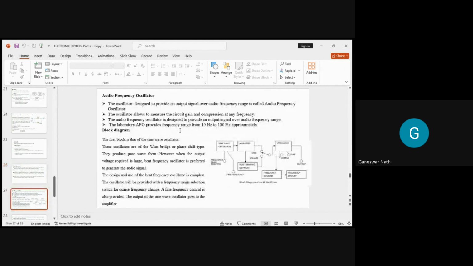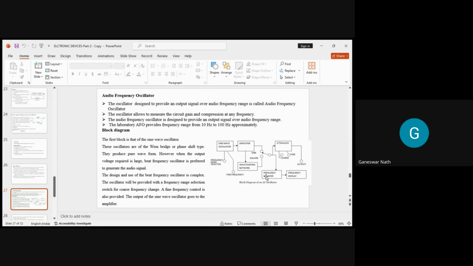Now we can talk about the audio frequency oscillator. This oscillator is designed to provide an output signal over the audio frequency range, so it is known as the audio frequency oscillator. It allows us to measure circuit gain and distortion at any frequency. The laboratory audio frequency oscillator provides a frequency range from 10 Hz to 100 kHz approximately.